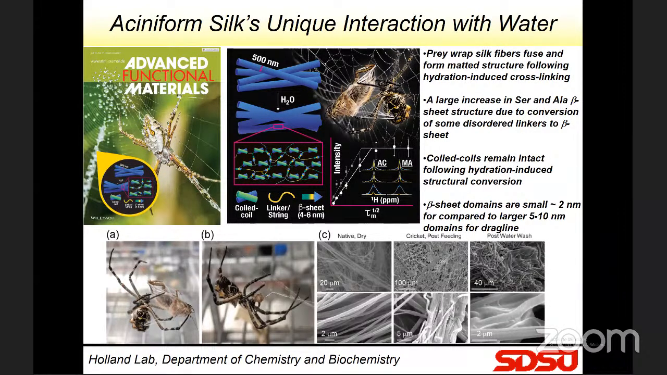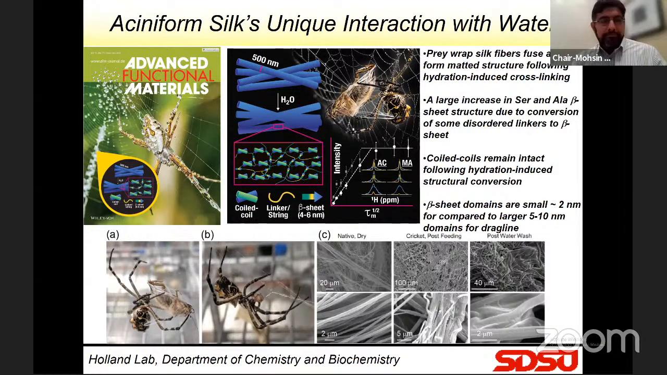We were also able to measure with a spin diffusion technique in solid state NMR the size of the crystallites, and they are quite small, on the order of about 2 nanometers compared to much larger beta sheet crystallites found in dragline spider silk protein fibers.